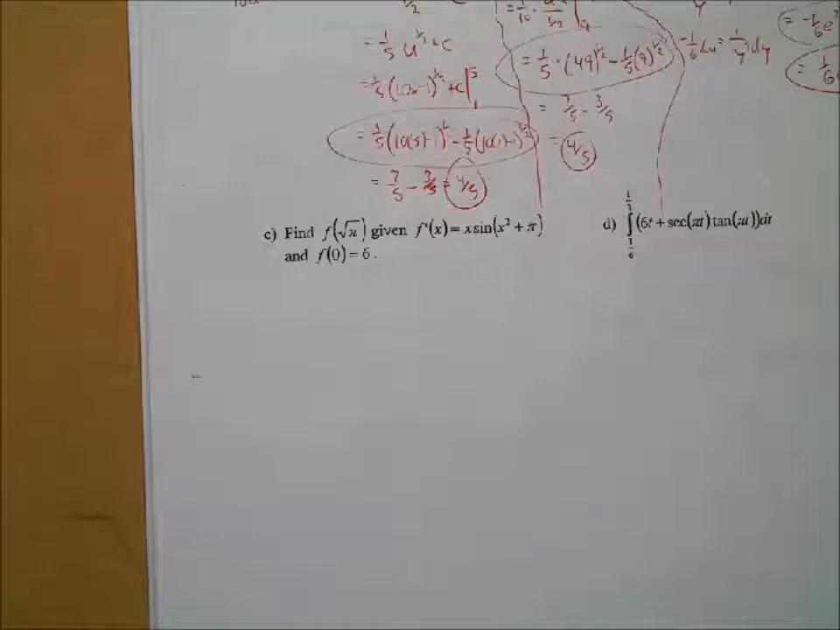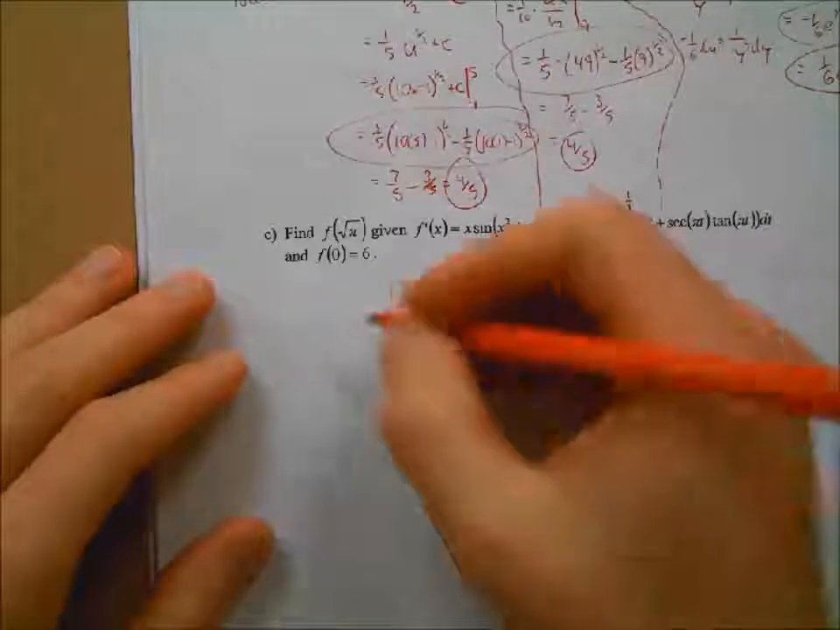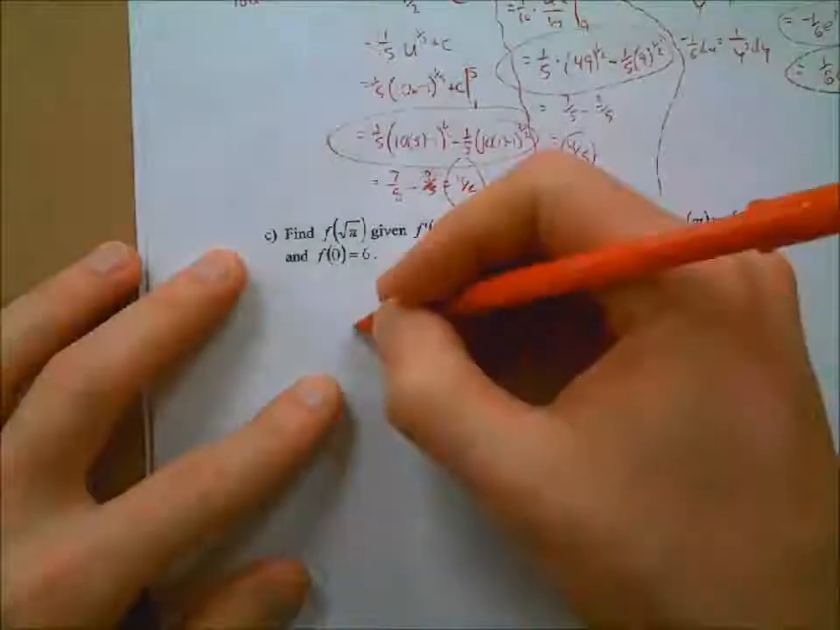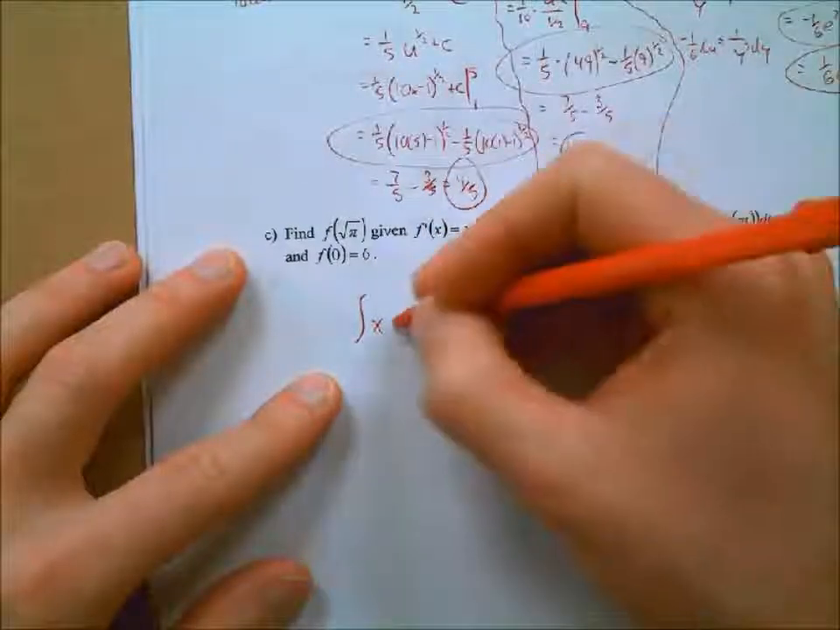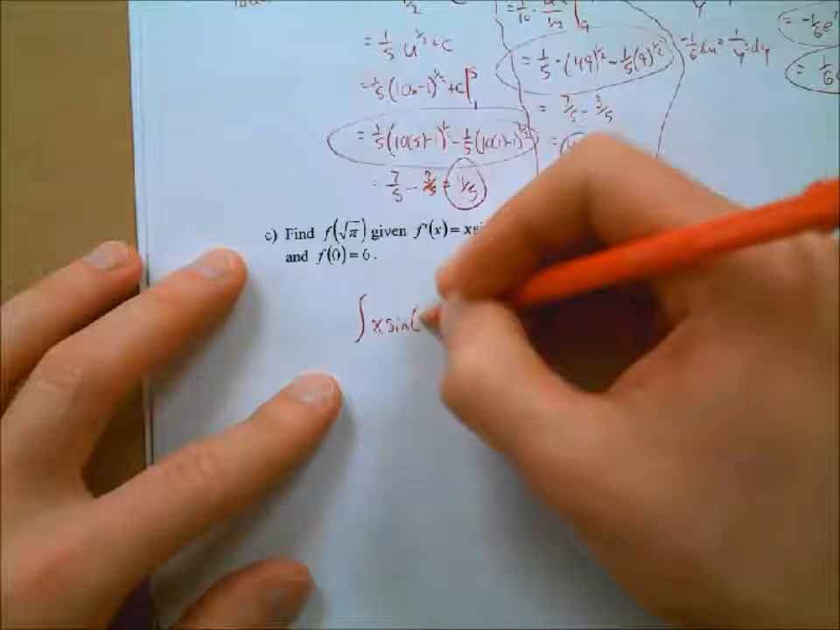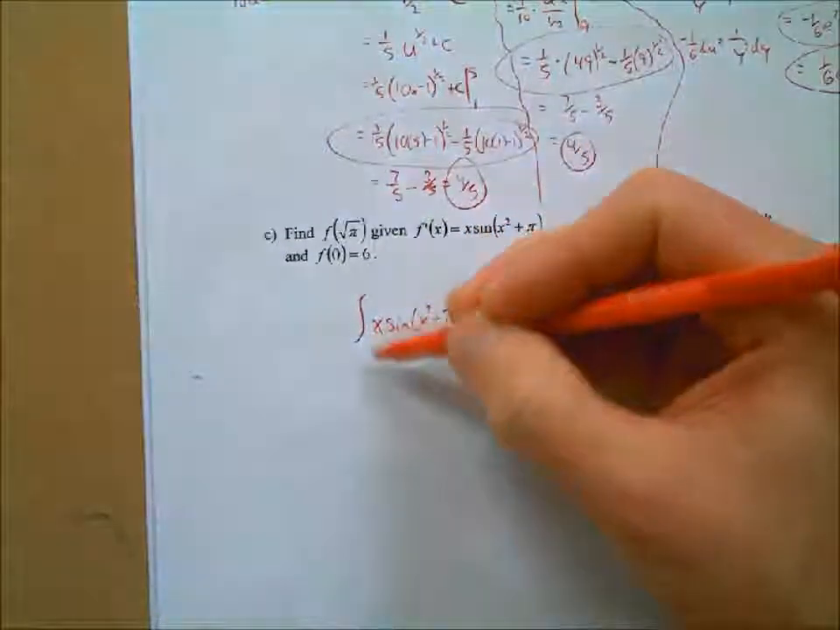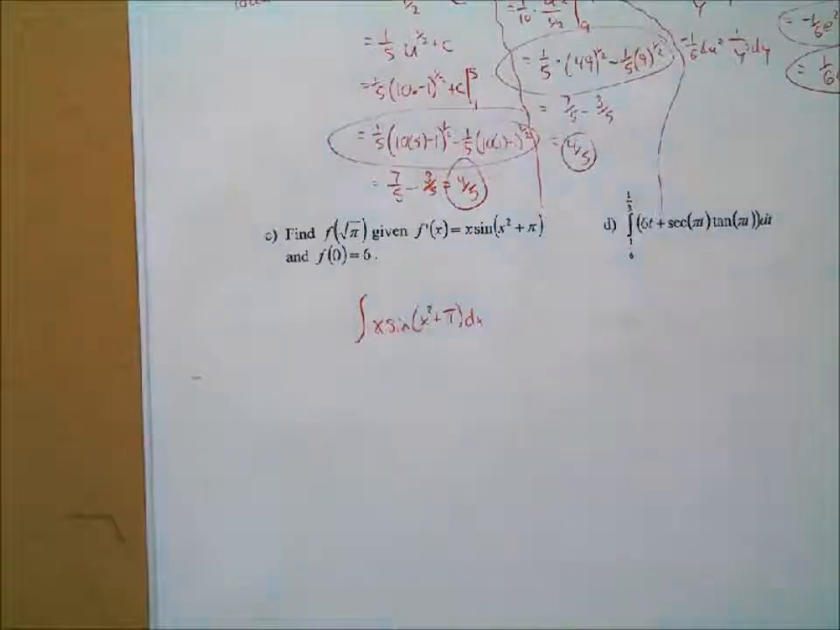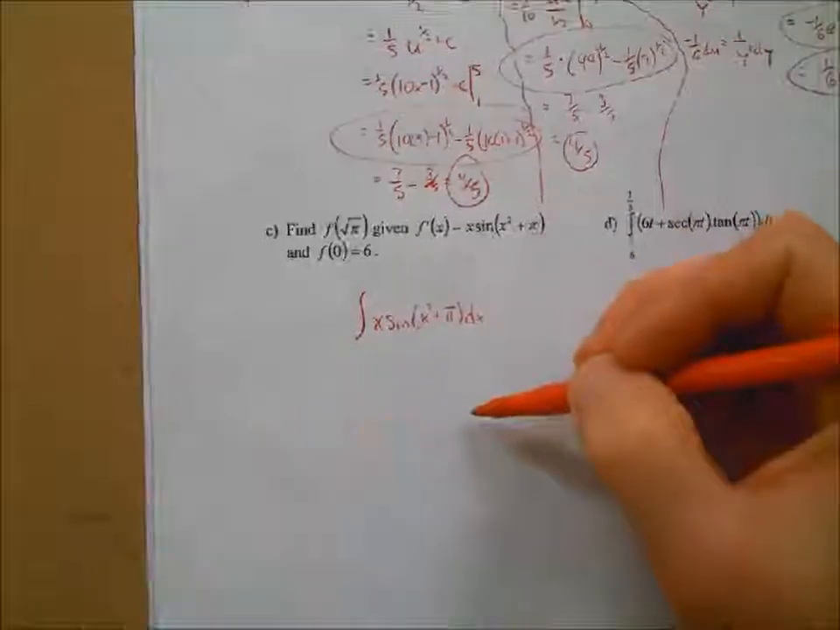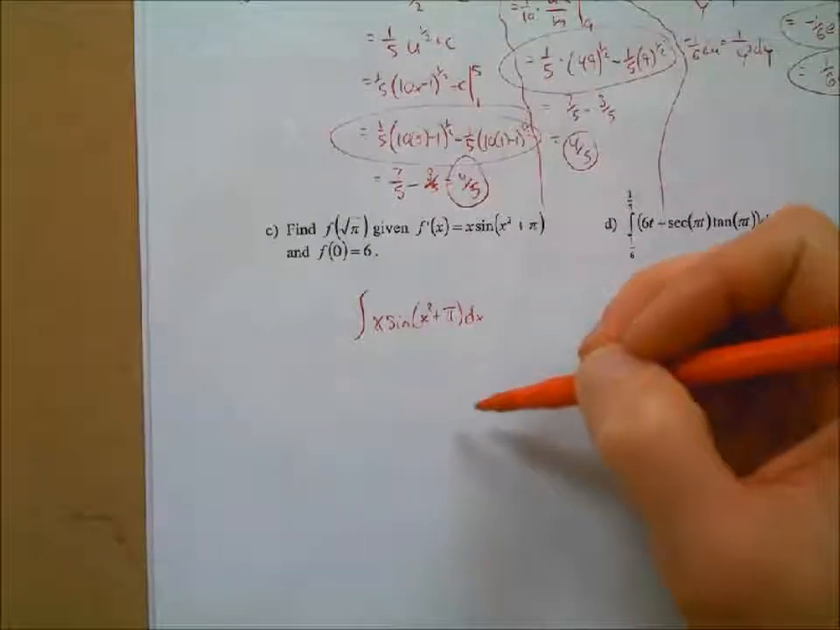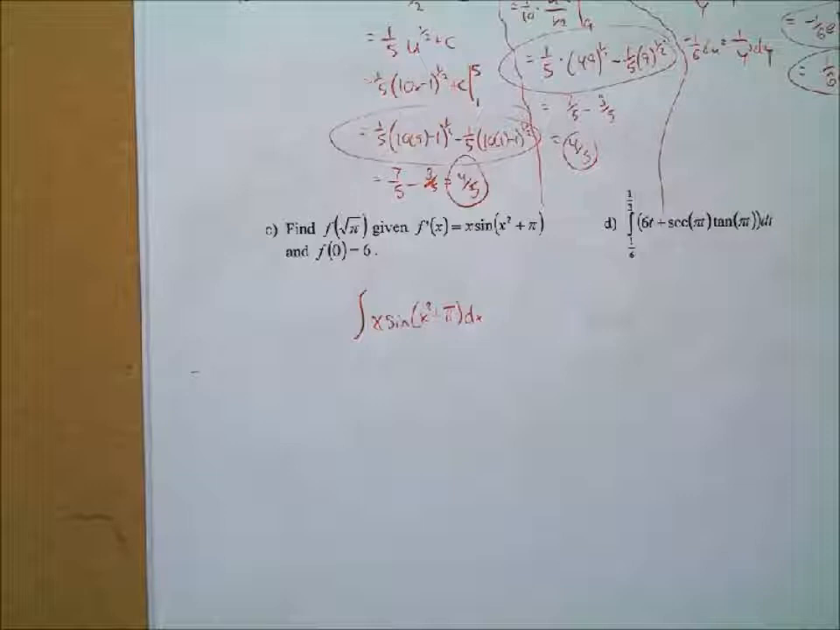All right, Simeon, were you able to set up anything here? At least just for the integral. Don't give me the final answer, but what's the integral we'd set up? The integral of x sine of parentheses x squared plus pi dx. Okay, and did you put limits of integration in here? No. Okay, so this is one option: you do the indefinite integral, get that plus c, and then you could find what your f of square root of pi is at that point too.